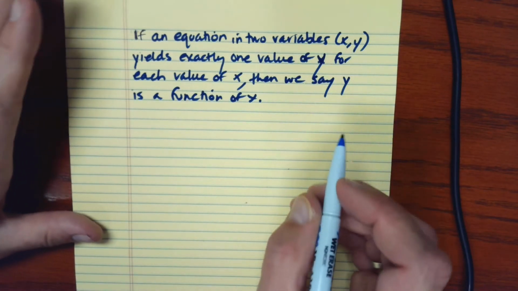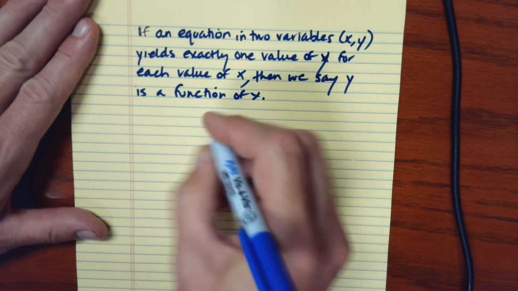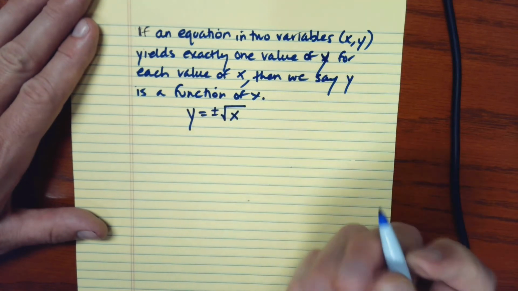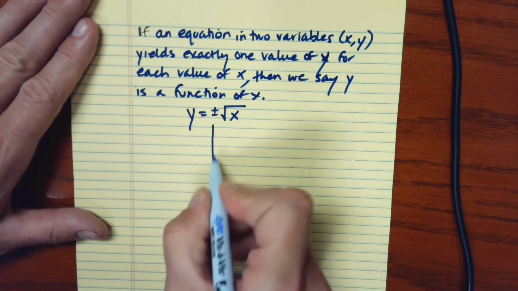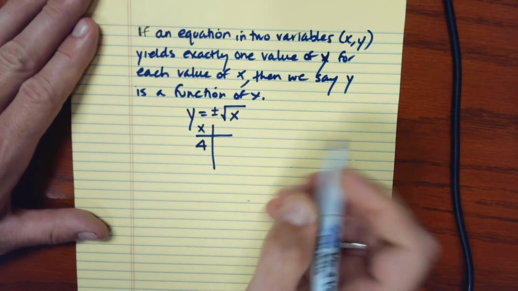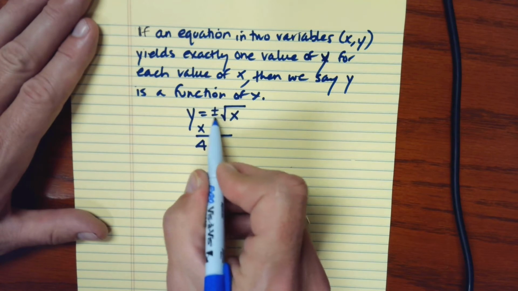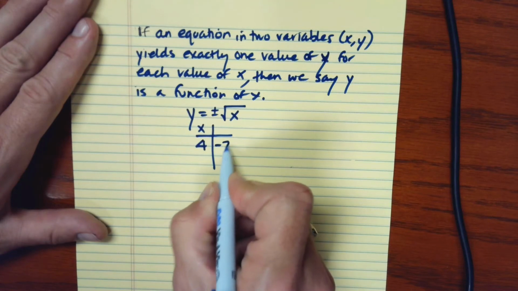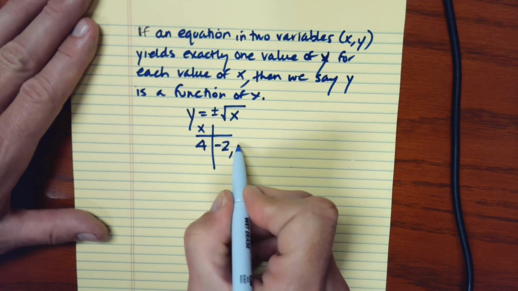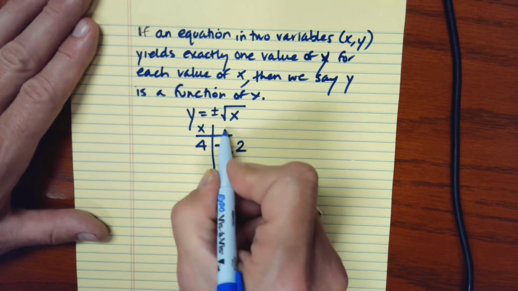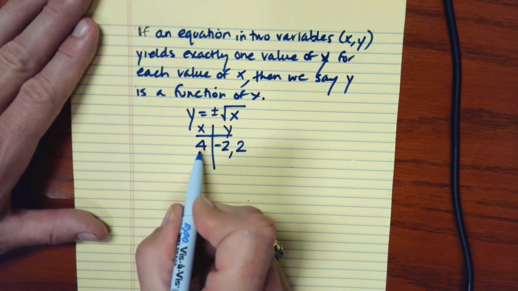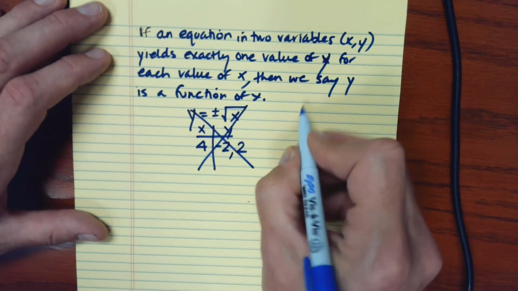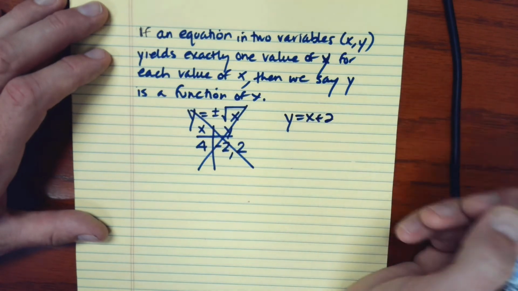Just to give you a counterexample, something that would not be a function: if I said y equals the plus or minus square root of x, consider what happens when x is positive 4. Notice this says plus or minus square root. So when I plug in 4, there is a negative square root, which is negative 2, and a positive square root, which is 2. There are two y values paired with this one x value, so this is not a function. But in the previous example, y equals x plus 2, that is a function.